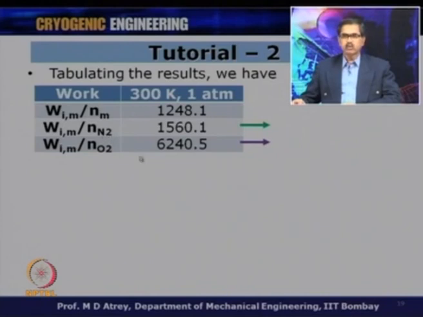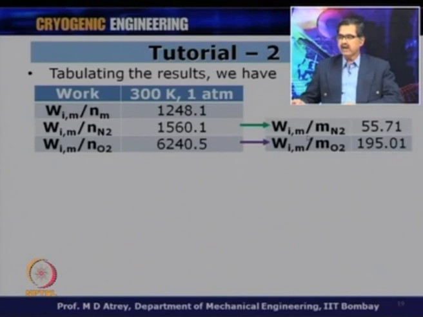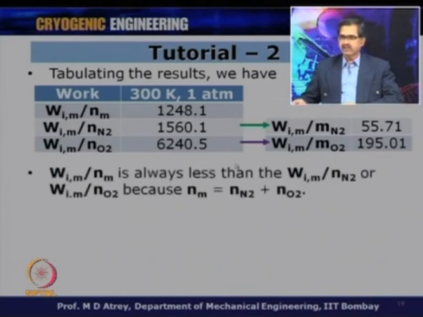If I go further, going from moles of nitrogen to mass of nitrogen, I get Wim upon Mn2, that is work of separation per mass of nitrogen, and this is the work of separation per mass of oxygen, which is this. And you will always find that Wim upon Nm is going to be less than for any other component. This is because Nm, which comes in the denominator, is always more than Nn2 or NO2. Nn2 and NO2 are always going to be less than Nm, and that is why these two values will always be more than Wim by Nm, by simple algebra basically.